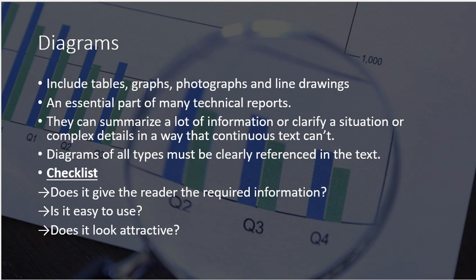All diagrams must be clearly referenced in the text. Reference means you have to talk about them, you have to mention them. If you can talk about them in detail, good. But if you don't want to, or you cannot, then at least they should be mentioned. Figure 1 shows this, table 1 shows this. And if you want to provide more details, good enough.